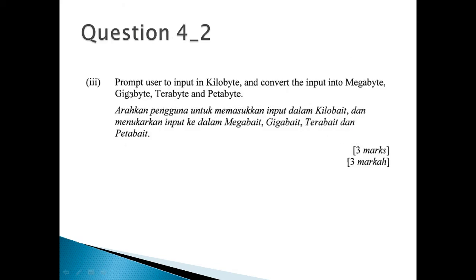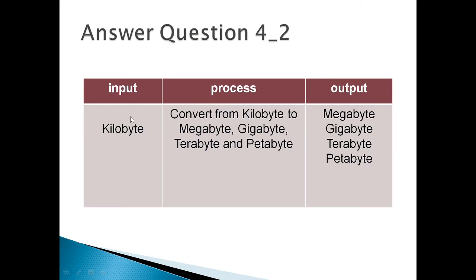And then 4.2. Prompt user to input in kilobyte and convert the input into megabyte, gigabyte, terabyte, and petabyte. Okay, so a simple question. Input is data in kilobyte, and process is convert from kilobyte to megabyte, gigabyte, terabyte, and petabyte, and output is these four: megabyte, gigabyte, terabyte, and petabyte. Okay, so that's all for question number 4.